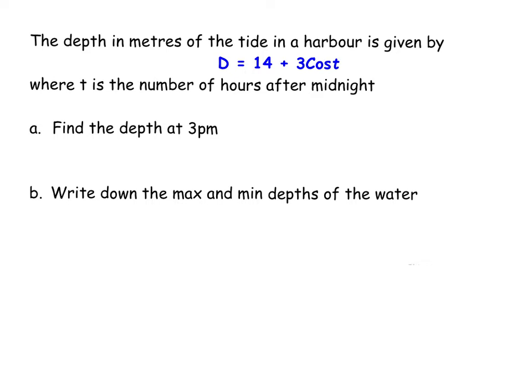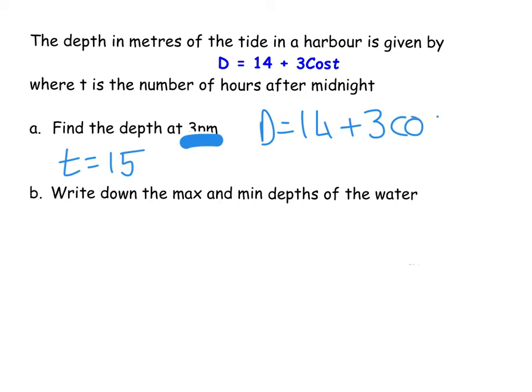And it says find the depth at 3 p.m. Now 3 p.m. is 15 hours after midnight, isn't it? Because really that would be written as 1500 hours. So what we do in this one is we replace T with 15. So we say depth equals 14 plus 3 cos 15. You go type that into your calculator and it gives you an answer of 16.89. So let's say 16.9 and it said metres in the question.